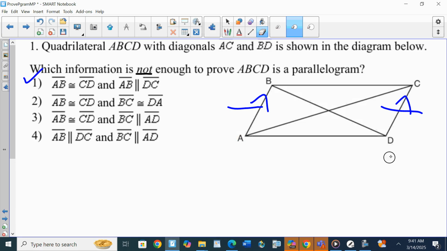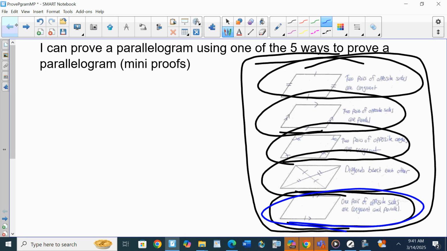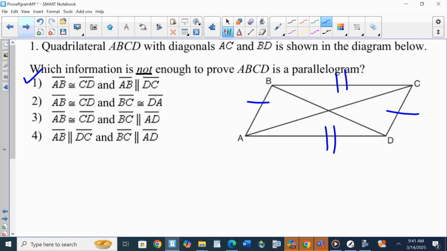So now let's take a look at the next choice. AB is congruent to CD. BC is congruent to DA. Is that one of my 5 pictures? Yes, that is 2 pairs of opposite sides are congruent, so that does prove it.